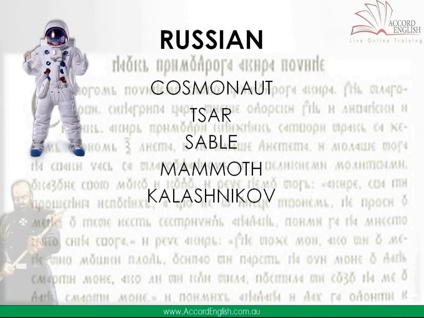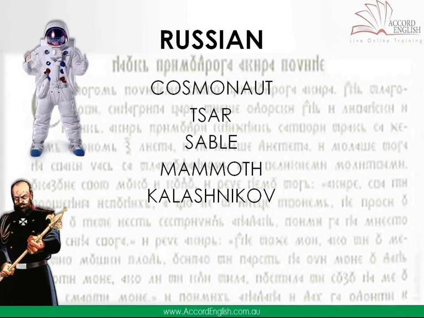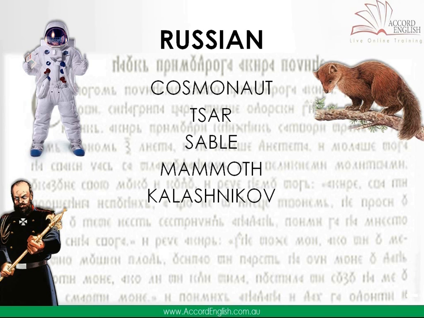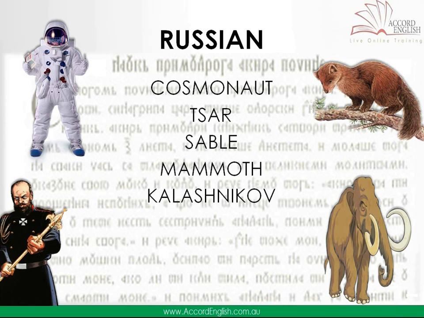The Tsar is the equivalent of a king in Europe and other places. Sable is an animal that is found in Russia, which is also indigenous to the continent of Asia and the country of Russia. Mammoth was a large elephant-like animal that lived in Siberia, which is a region in Russia.